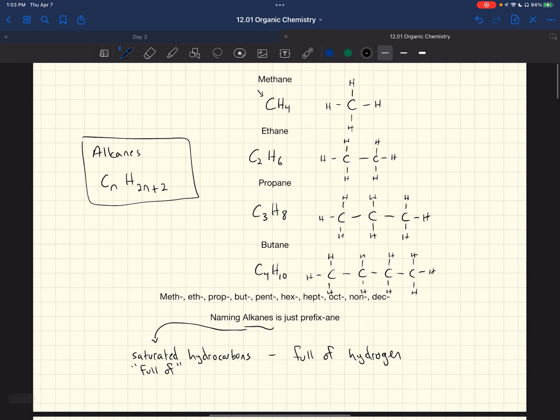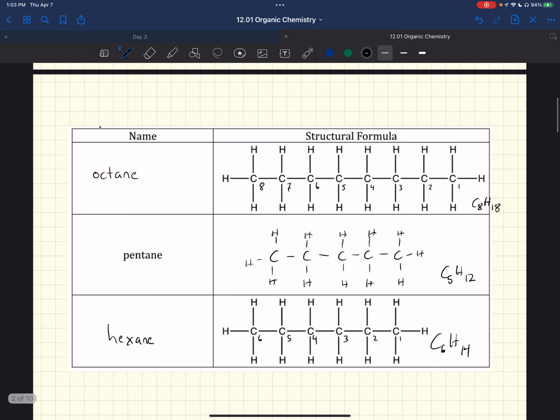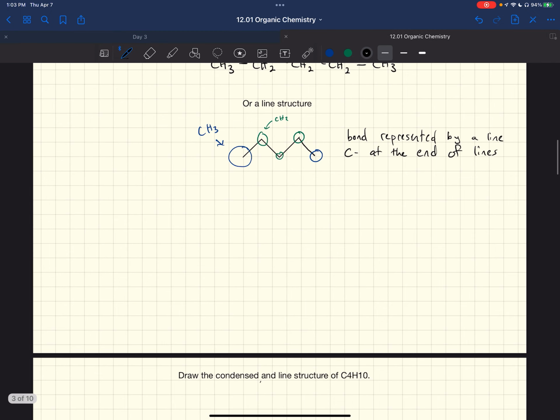So the line structures are really, really helpful, right? If I go back and look at some of these other things, methane doesn't really have a line structure. It's just kind of methane. But the line structure for ethane would just be a single line. The line structure for propane would look like that. See how much faster that is to draw? We can go up to something like octane, right? 1, 2, 3, 4, 5, 6, 7, 8. See how fast that is? Okay.